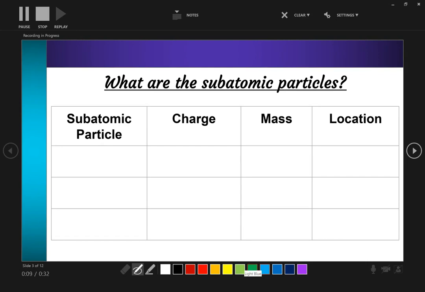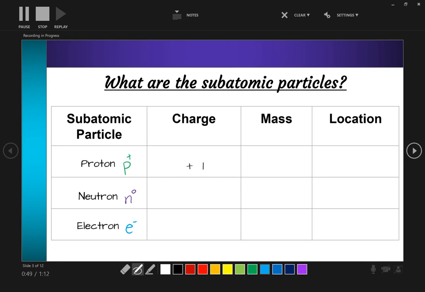There are three subatomic particles that we're going to study. First, you have the proton, which can be shorthanded P with a plus sign. You have the neutron, which can be shorthanded with an N and a 0. And you have the electron, which can be shorthanded E with a little minus sign.